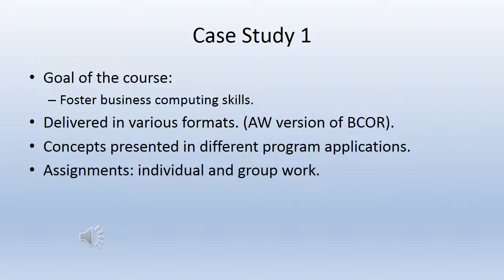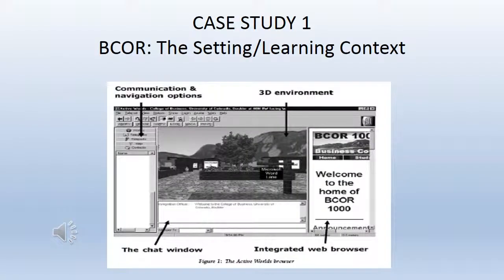All concepts were presented using Microsoft Word, Excel, Access, and PowerPoint. Students were required to do weekly assignments and group work. In this slide, you see the setting and learning context of B-Core. It is a 3D world that is made up of a spacious rectangular park that is surrounded by a background picture of the mountains that frames Boulder, Colorado.